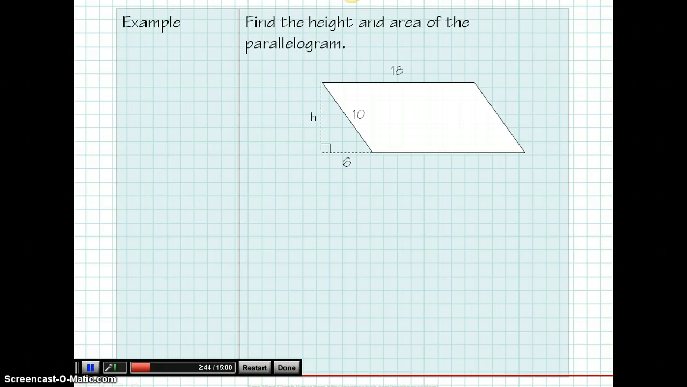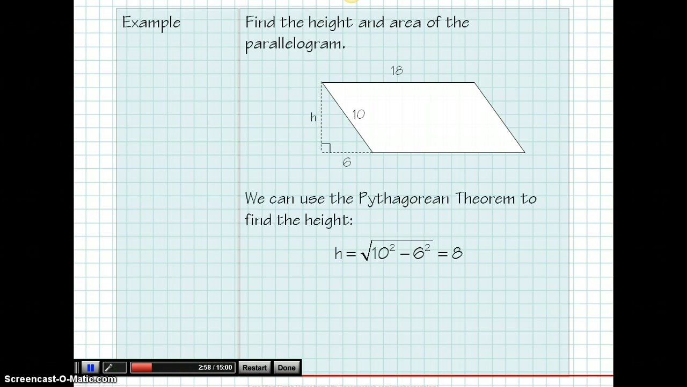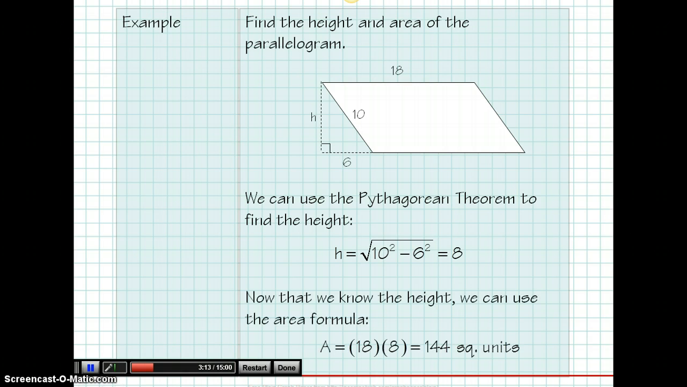Now I would also hope by now you would recognize, okay, this is a Pythagorean triple because I've got a hypotenuse which is 10, I've got a side which is 6, which means my other side has got to be 8. If you don't recognize this, that's okay. You can still work it out. Same old, the way we've done it before, a squared plus b squared equals c squared. So 6 squared plus h squared equals 10 squared, and subtract it out and all that stuff, and you still get 8. So now that I know my height is 8, now I can find my area. So my area is going to be 18 times 8, which is 144 square units.